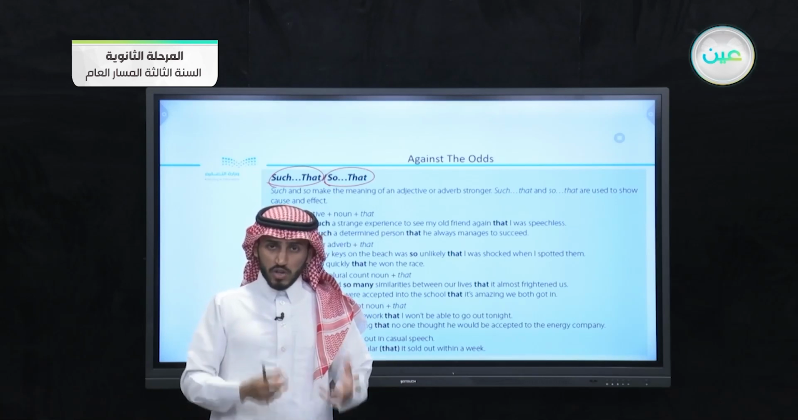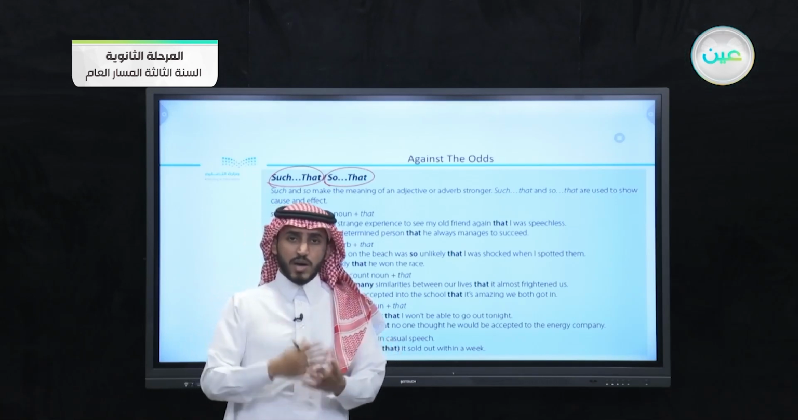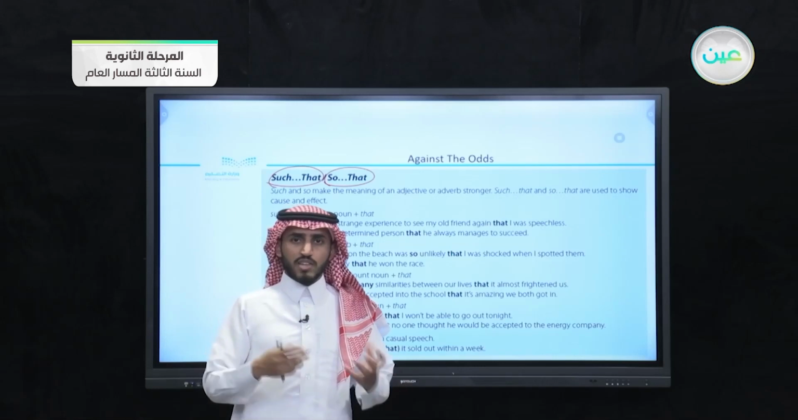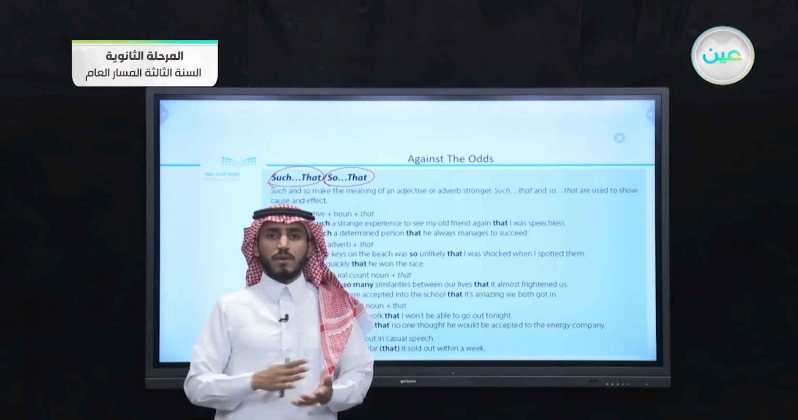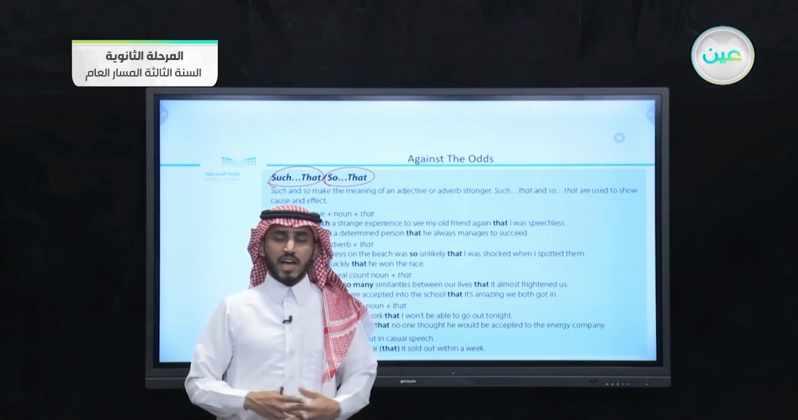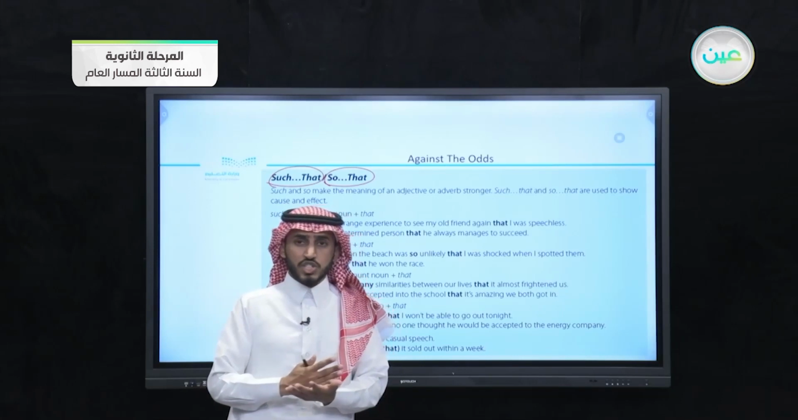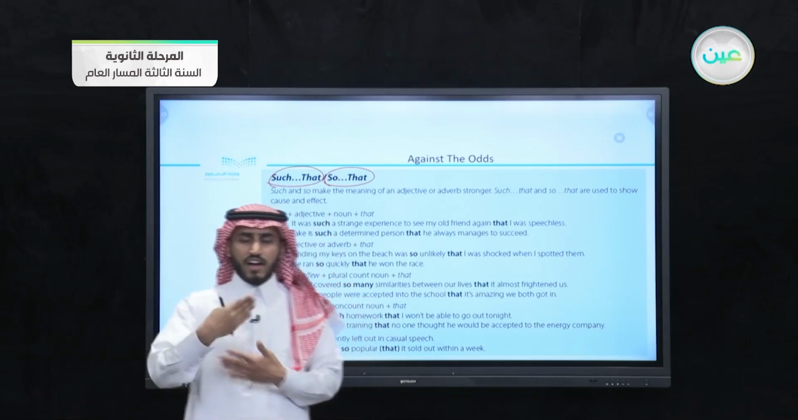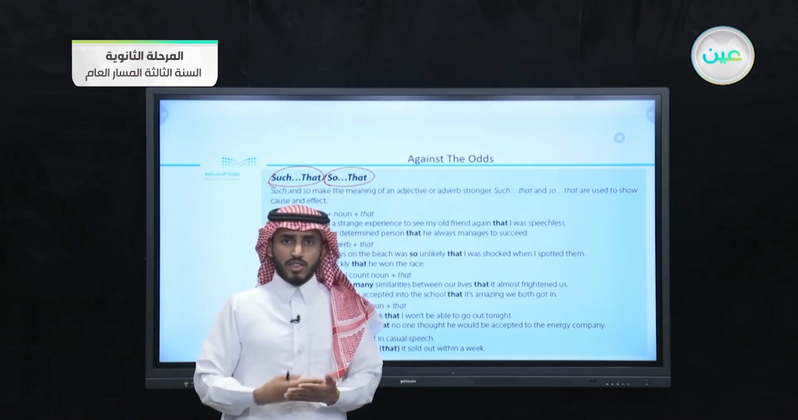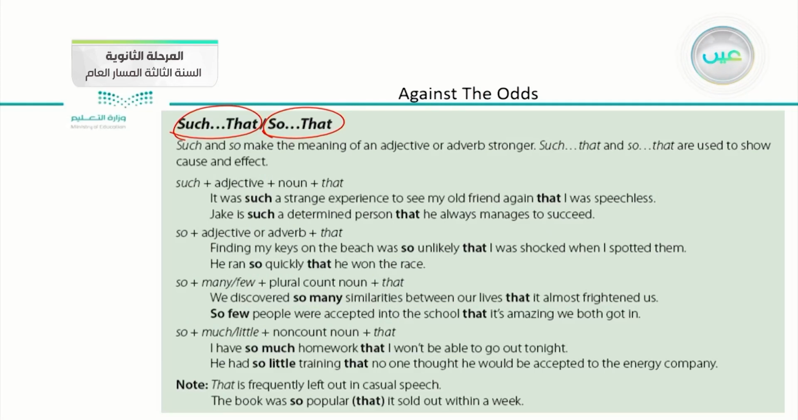We talked about each one of them, and we had some forms where we use so that or such that in each one of them. In the first one, we talked about such and that, and we said that we use such when it is followed by an adjective, then a noun, and after that comes the word that. For example, we have here, it was such, then we have an adjective, strange experience, to see my old friend again, that I was speechless.